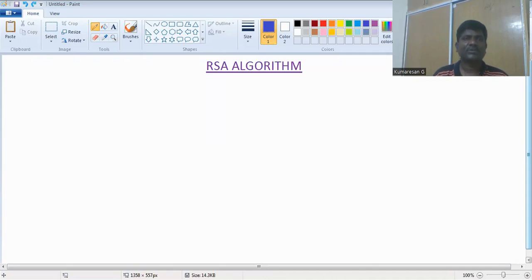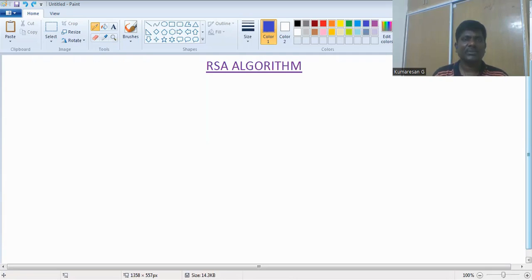RSA is all about the authors' names, three inventors' names. The first name is Rivest, the second is Shamir, and the third one is Adleman. These three scientists invented this algorithm.